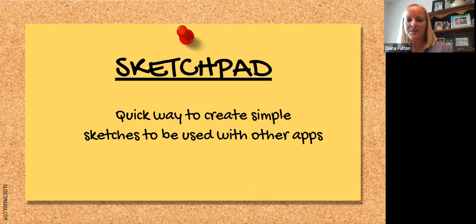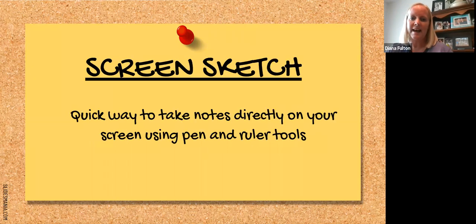The next tool is the Sketchpad, and what Sketchpad is is just a quick way to create little sketches. It's like your little whiteboard, and the cool thing is that you can save those as JPEGs. I'll walk you through how that works. And lastly is Screen Sketch, which allows you to do some annotation. If you're trying to direct your students at something specifically, you can do a screenshot of it and sketch directly onto that Screen Sketch.